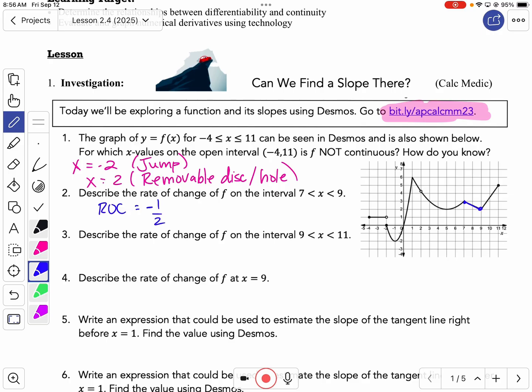Then it says, hey, do the same thing between 9 and 11. So what's the rate of change between 9 and 11? 3/2. Okay, so again, we're making an assumption here, and then we're going to see if it's right. What about the rate of change at exactly 9? What would you think it might be? If we've got -1/2 on one side, 3/2 on the other, what would you think maybe it might be in the middle?